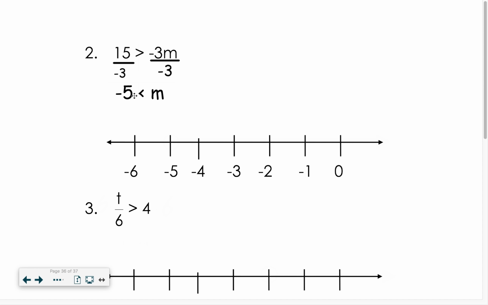So then I'm going to graph, and I'm going to say -5 is going to get an open circle because it doesn't have an or equal to. I am going to shade to the right or to the left. Well, if I plug in a -4, is -5 less than -4? Your answer should be yes. And so we shade to the right.